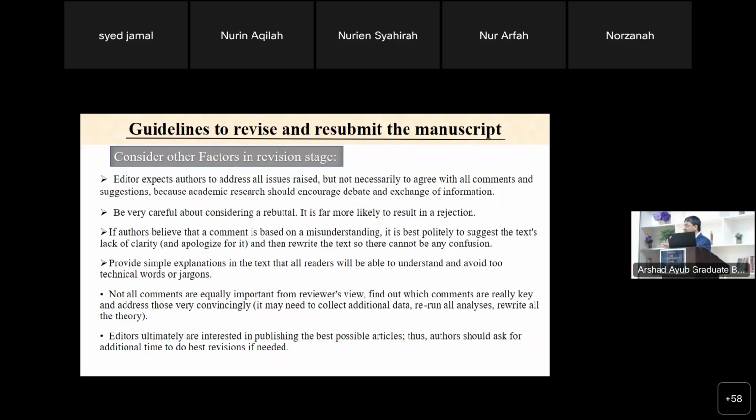Sometimes nowadays nothing is anonymous. I know the writing style of Kabir Hassan. So with one of the papers I get, I can read it and conclude with reasonable certainty that it is also written by Kabir Hassan. Everybody has their own writing style. You cannot really hide it. Not all reviewers or editors are ultimately interested in publishing the best possible articles. The author should ask for additional time to do the best revisions if needed.